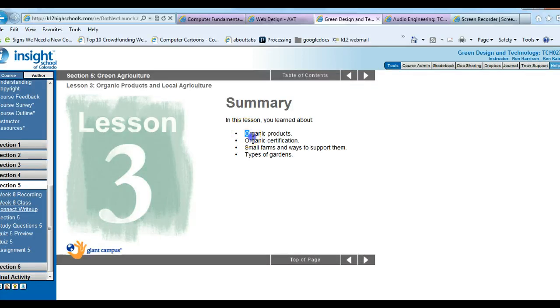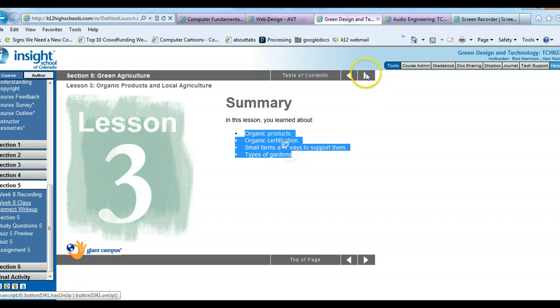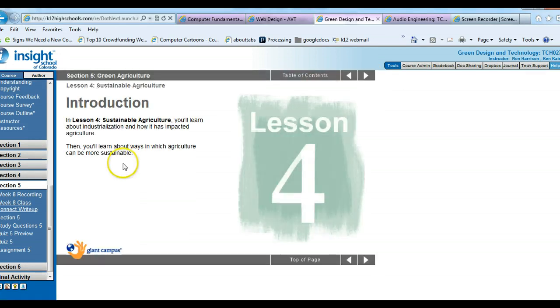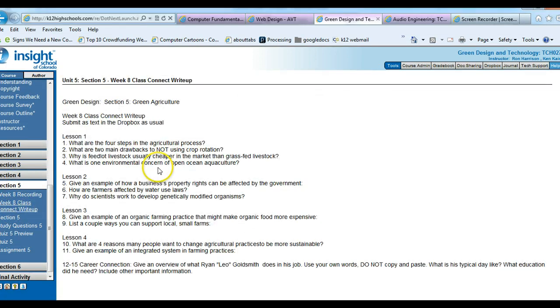So summary, we looked at organic products, small farms, and different types of gardens. Okay, number 4, let's go to the write-up. Number 4, what are 4 reasons many people want to change agricultural practices to be more sustainable? Give an example of an integrated system in farming practices.